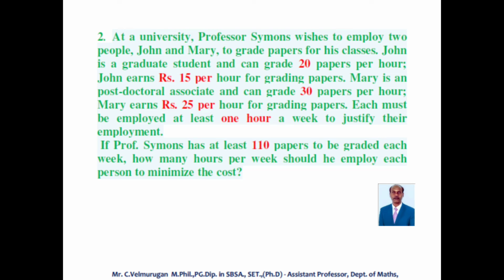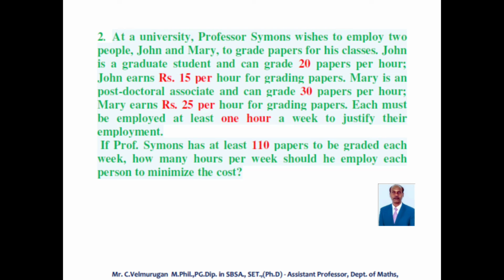Mary earns rupees 25 per hour for grading papers. Each must be employed at least 1 hour a week. So we want to assign at least 1 hour in every week. That is another constraint to justify their employment. Professor Simmons has at least 110 papers to be graded each week.